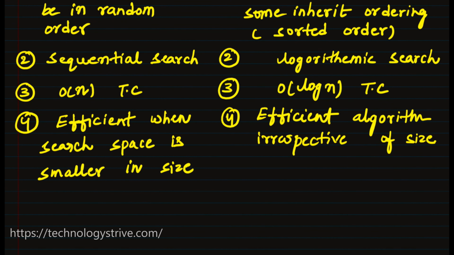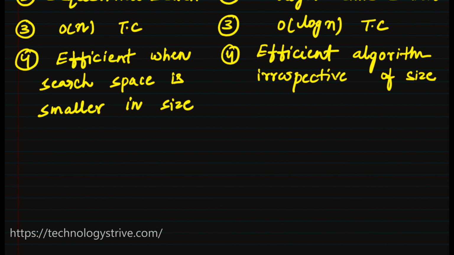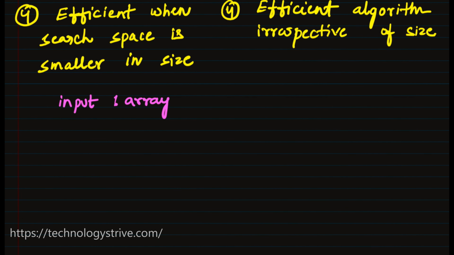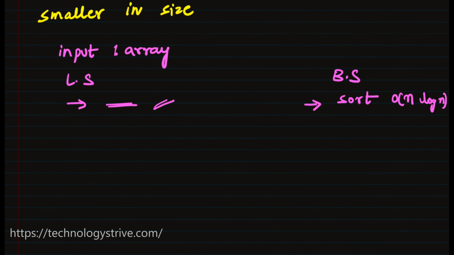To understand why binary search is more efficient, let's take a small use case. For example, we are given an array which is not in sorted order. So the input is just an array. In case of linear search, any order is fine. But in case of binary search, we have to sort the array. Sorting has a time complexity of order of n log n. And then searching for an element takes order of n for linear search, and order of log n for binary search. So this is searching for one element, right?